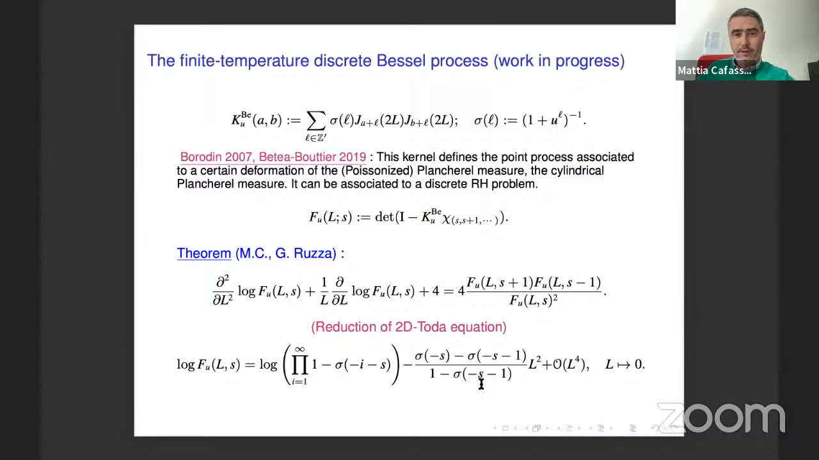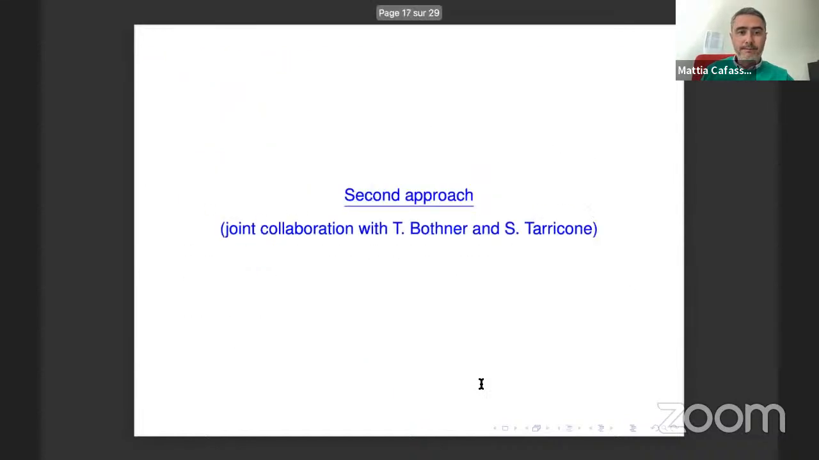Okay, so this is the result that we are working on in this moment. Now I will speak about a different approach to the same kind of kernels that we had, which is something that we developed with Thomas Bothner and Sofia Tarricone. And actually, this second approach applies to a more general class of kernels.